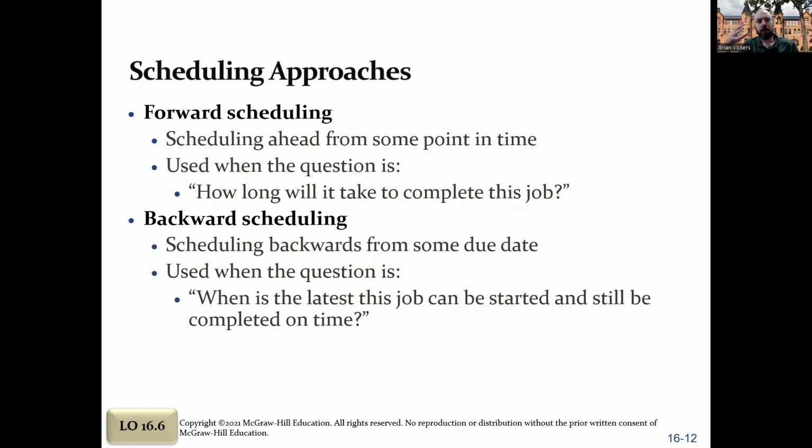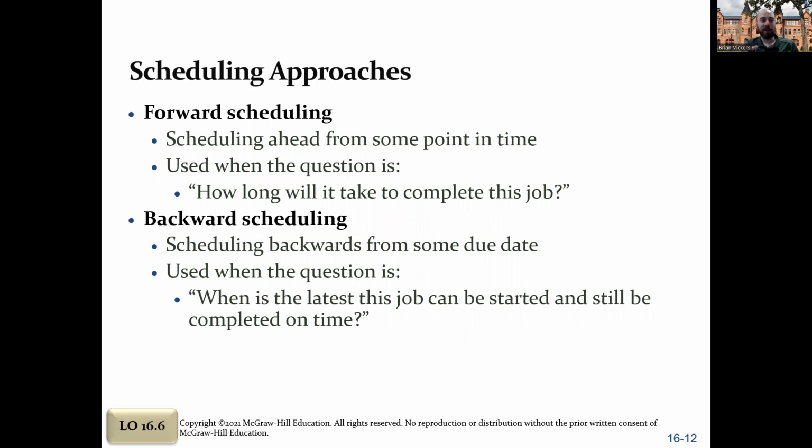All right, let's say that we have a job and we want to know from this point through the future, how long will it take to complete this job? You're asking that question if you were doing forward scheduling. You're scheduling it here, and it takes however long it takes to get done. Backward scheduling, however, says, when's the latest I can start this job and still get it done on time?